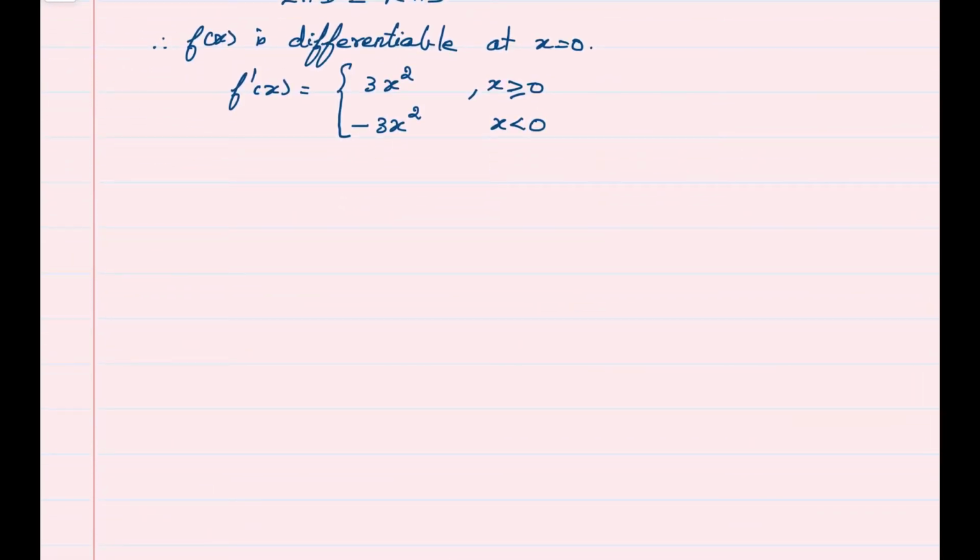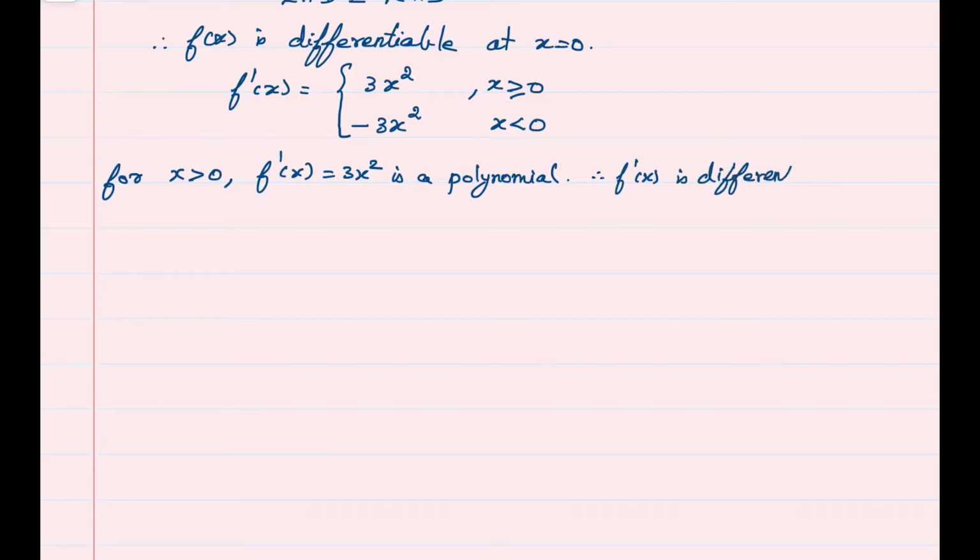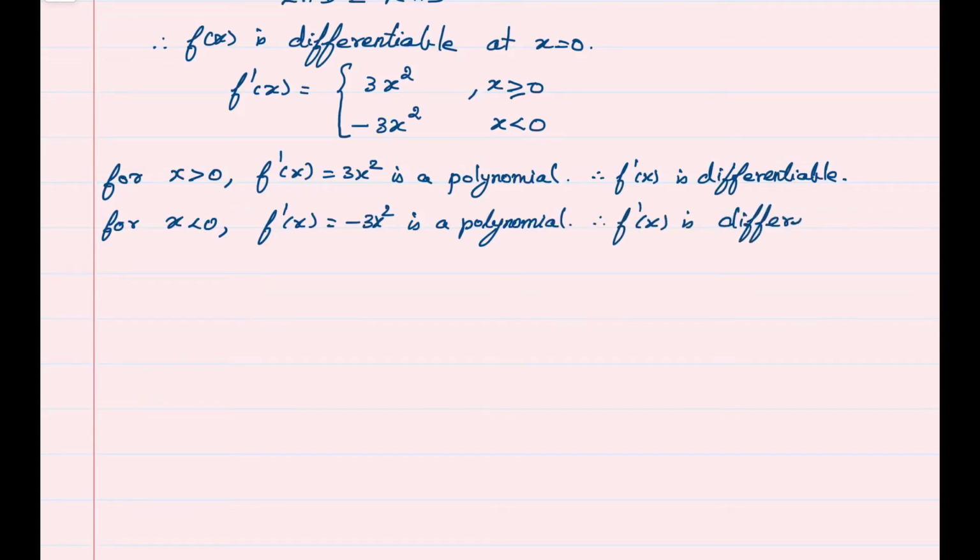Now, we will check the second derivative. For all real values greater than 0, f dashed of x is 3x square, which is a polynomial. Therefore, f dashed is differentiable in this interval. Similarly, for all real values less than 0, f dashed of x is minus 3x square, which is again a polynomial. Therefore, f dashed of x is differentiable in this interval as well. Now, we will check the differentiability of f dashed of x at 0, because for greater than 0 one definition is there, for less than 0 another definition is there for f dashed. So, we need to check.